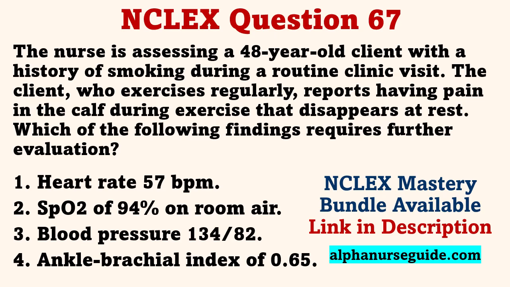Ankle brachial index of 0.65. An ankle brachial index of 0.65 suggests moderate arterial vascular disease in a client who is experiencing intermittent claudication. A Doppler ultrasound is indicated for further evaluation. The bradycardic heart rate is acceptable in an athletic client with a normal blood pressure. The oxygen saturation is acceptable. The client has a smoking history.